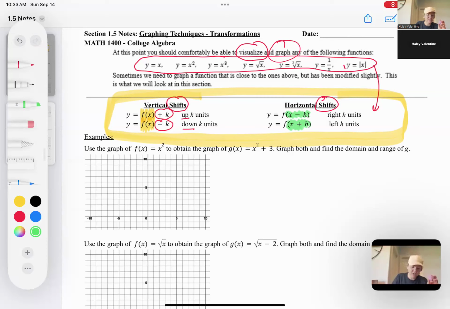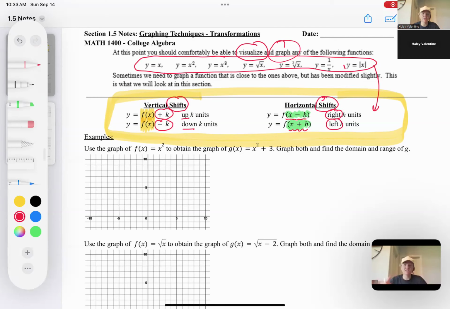Here's where it's a little bit opposite on the inside, where actually when you subtract h, it shifts you to the right. You might think initially subtracting means to go left, but in transformations, it actually shifts you to the right. And similarly, if you are adding, it shifts you left. Not a little bit opposite, completely opposite than you might assume. But that's actually going to happen with any horizontal transformation.